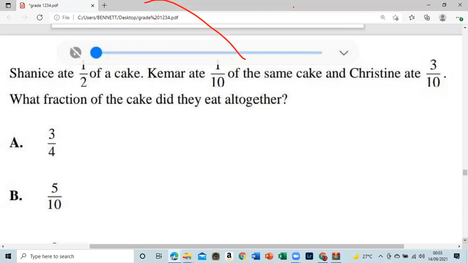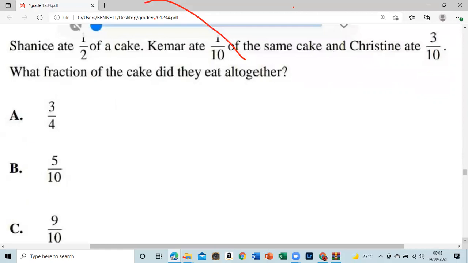Let's see. That is 9/10, so I'm going to add them now. So we need to add up all the cake, right? Guys, we know the answer is 9/10. I have to show the students, they're young.